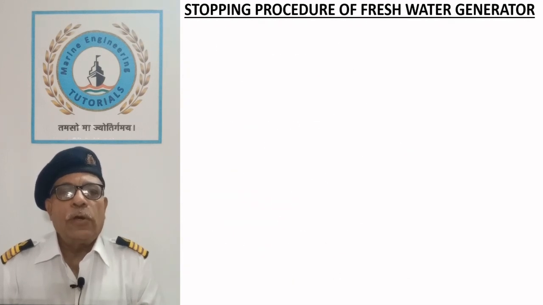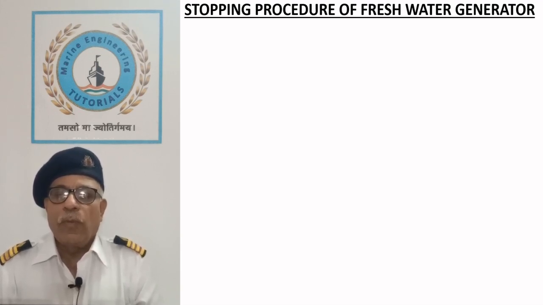Stopping procedure of freshwater generator. At the end of the voyage, before arrival in the port, main engine speed is reduced to pick up the pilot. While reducing the speed, freshwater generator is stopped because enough heat is not available and the seawater is also infected by pathogens near the ports.